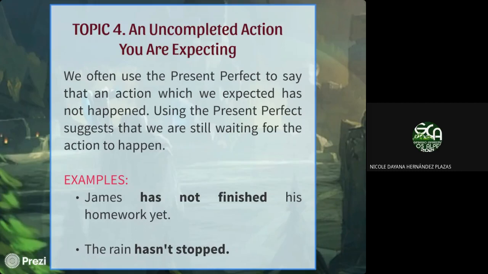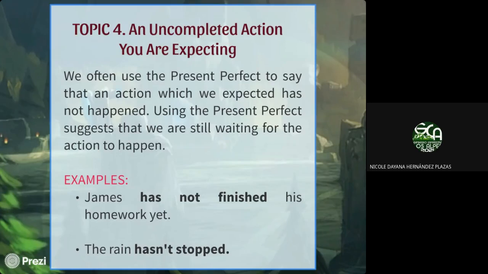The rain hasn't stopped. I haven't graduated from school yet. Can you see? I haven't done that yet. No lo has hecho, pero todos se quieren graduar del colegio. No ha pasado, pero todos van a llegar lejos. Can you see? So, actions that you want but that haven't finished yet.